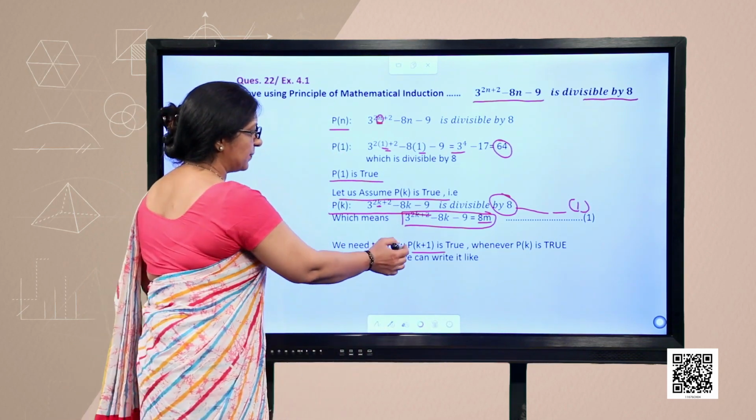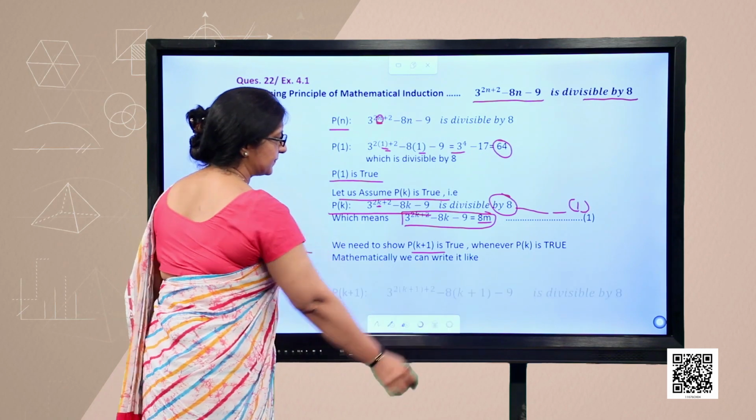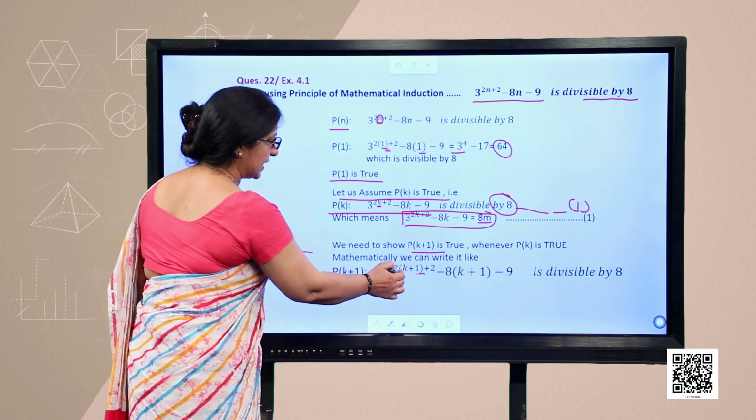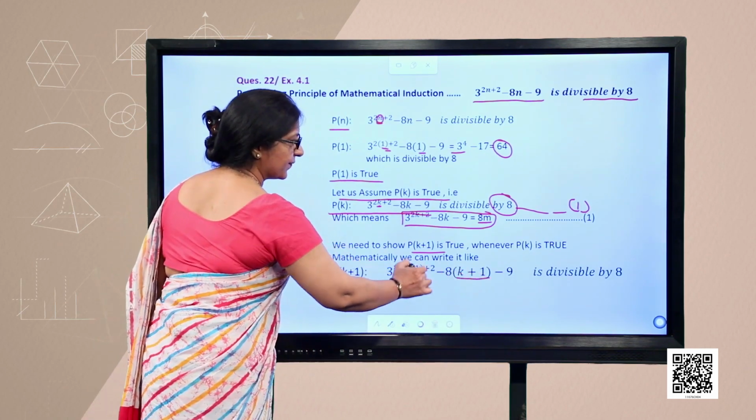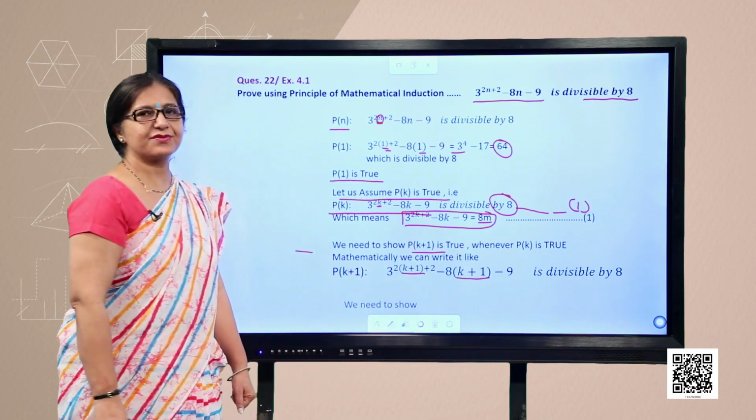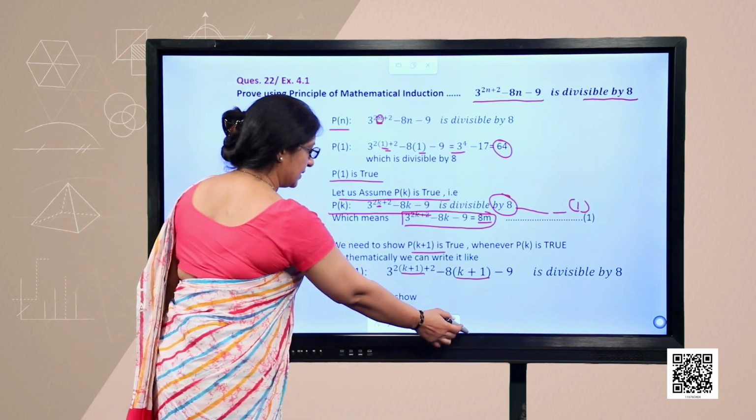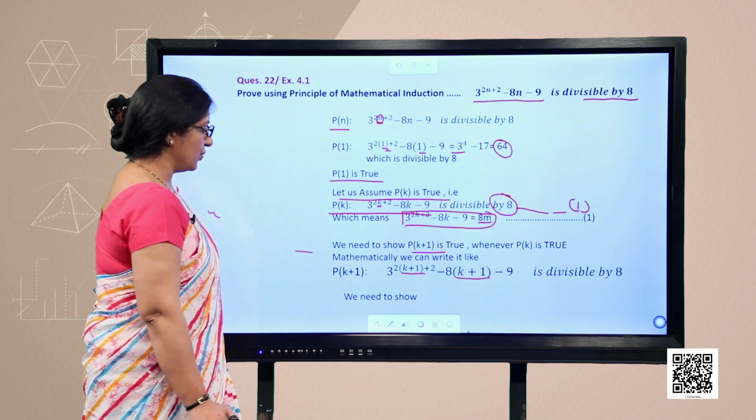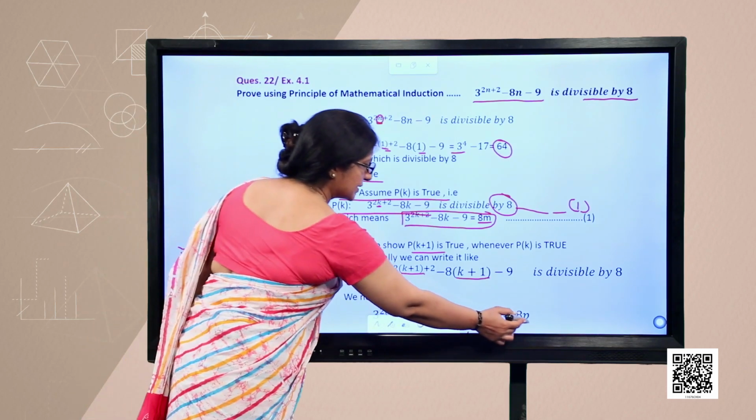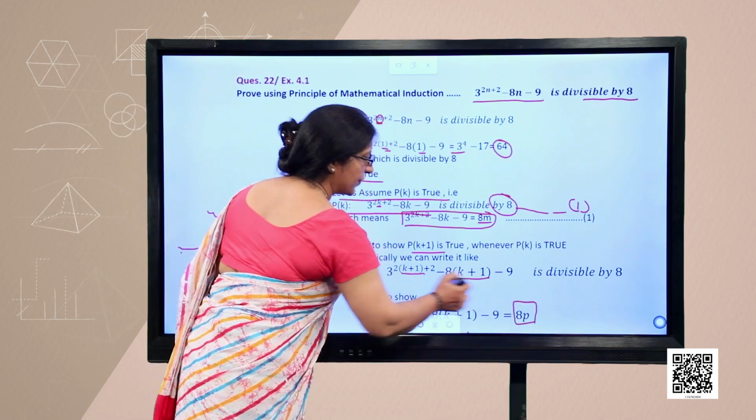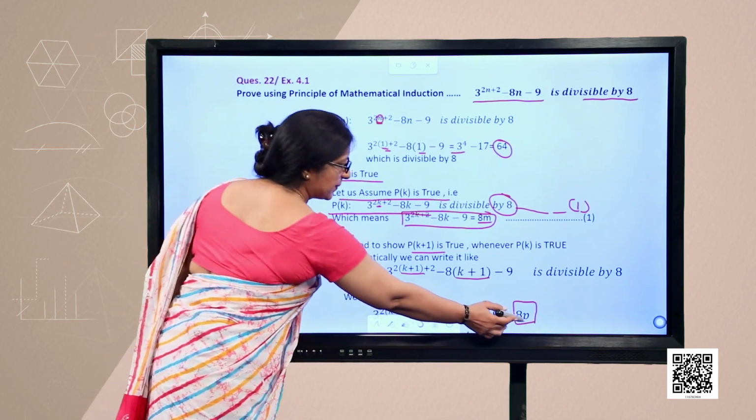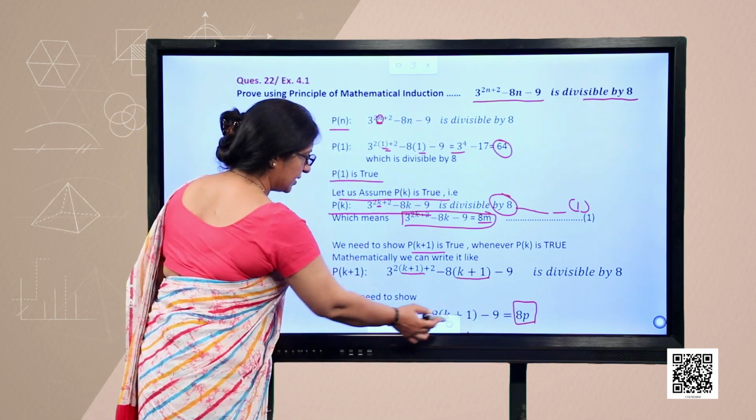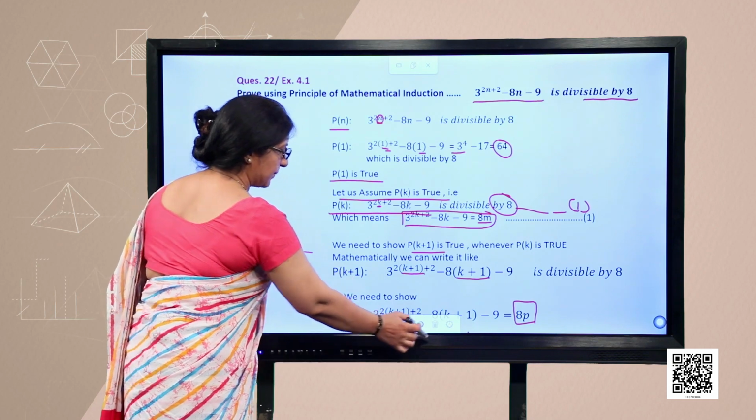Mathematically, we can write Pk plus 1 by replacing n by k plus 1, and we need to show that this is divisible by 8. Means we need to show this is some multiple of 8, some multiple where p is some positive number. This is the statement of Pk plus 1.